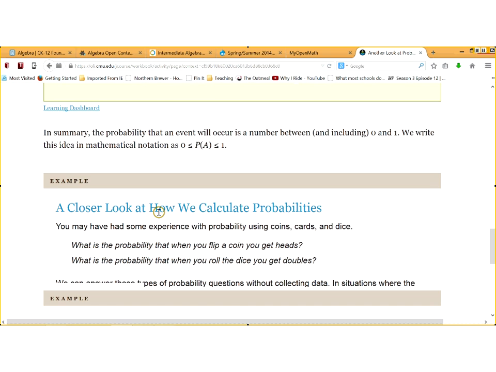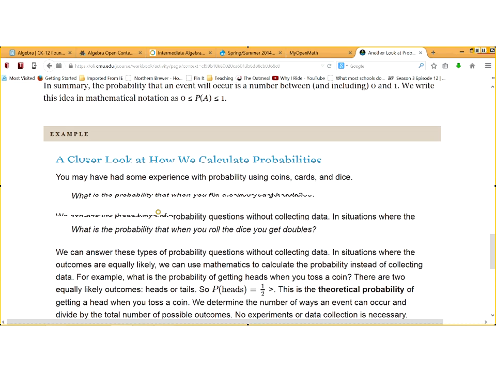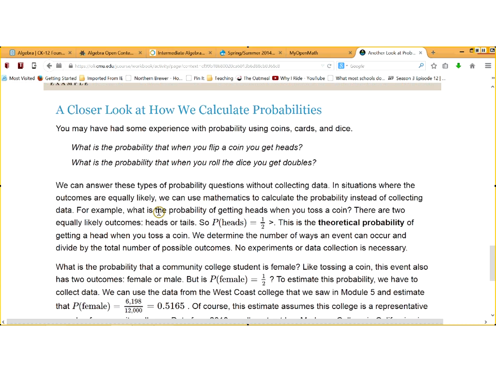Alright, so the probability that an event will occur is a number between 0 and 1, as this says. And then in terms of probability notation, we type P of A for the probability that some event A will occur. So right here, we have P parentheses heads equals 1/2. That little greater than symbol isn't supposed to be there. And that's, as it says, the theoretical probability of getting heads. But what it really means is that over the long term, if you do lots and lots of coin flips, you'll get heads on approximately half of them.